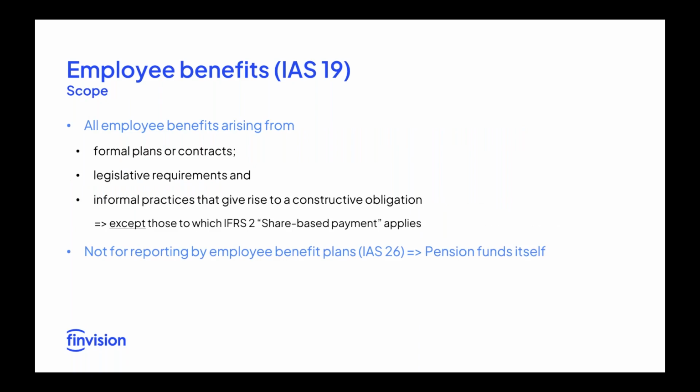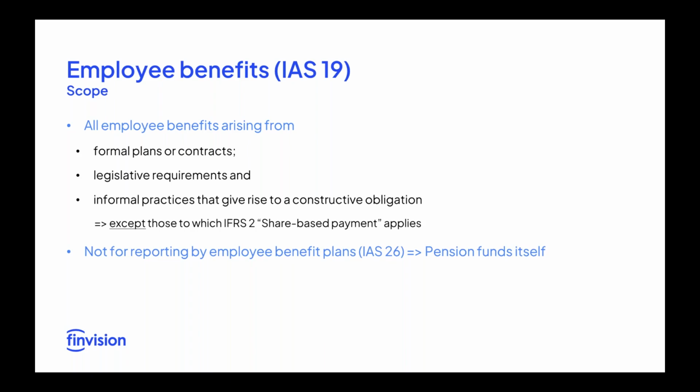What employee benefits are in scope? Anything arising from formal plans or contracts, anything arising from legal requirements, and also informal practices resulting in a constructive obligation. What is out of scope of IAS 19? That is specifically share-based payments. There is a separate standard dealing with that and explaining how to account for share-based payments, which are also given in exchange for services being rendered.